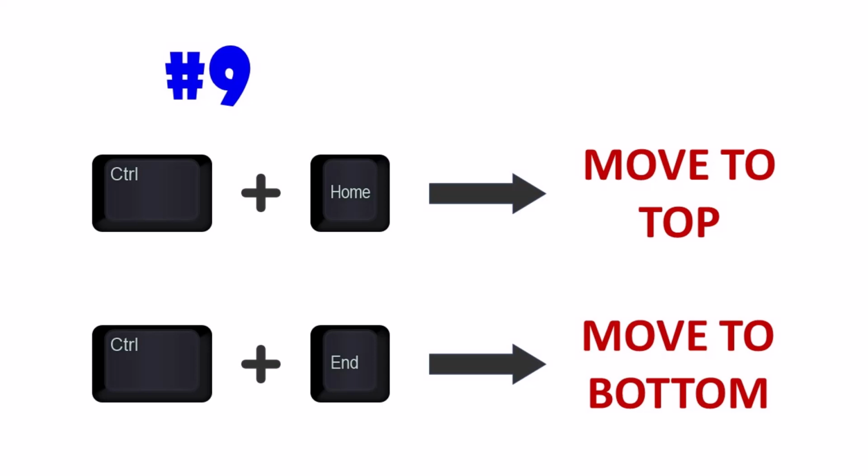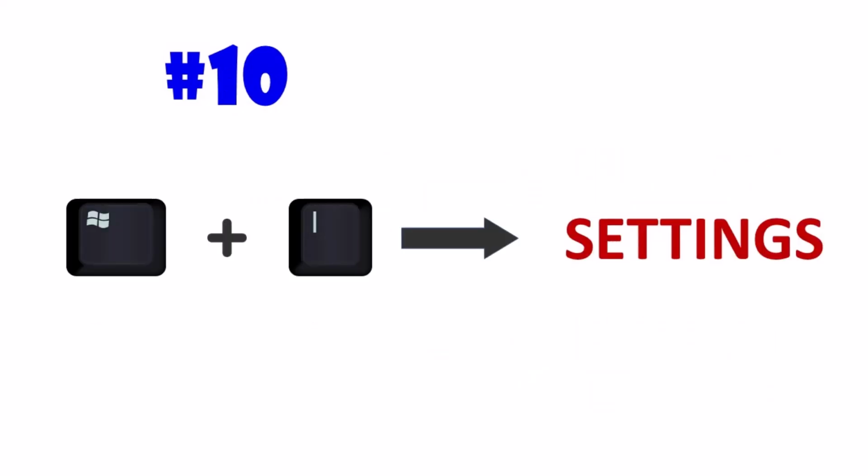To move to bottom of the screen, press Ctrl plus N. Number 10. Press Windows key plus I to open Settings.